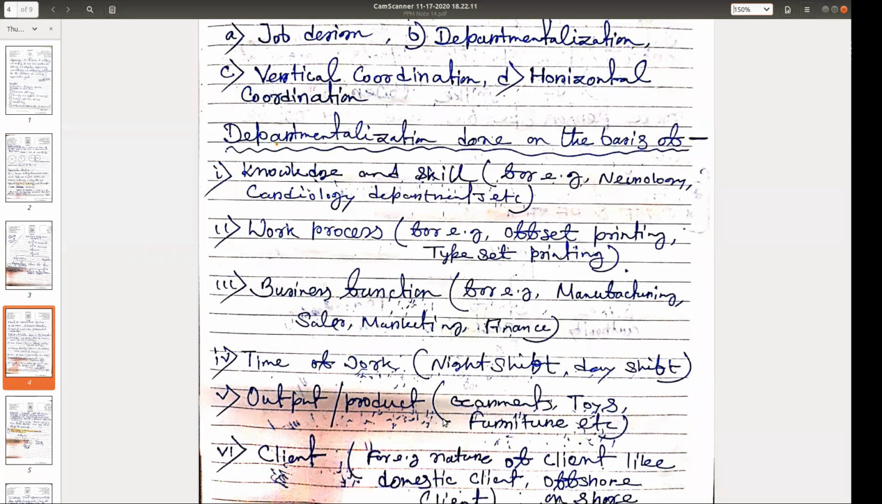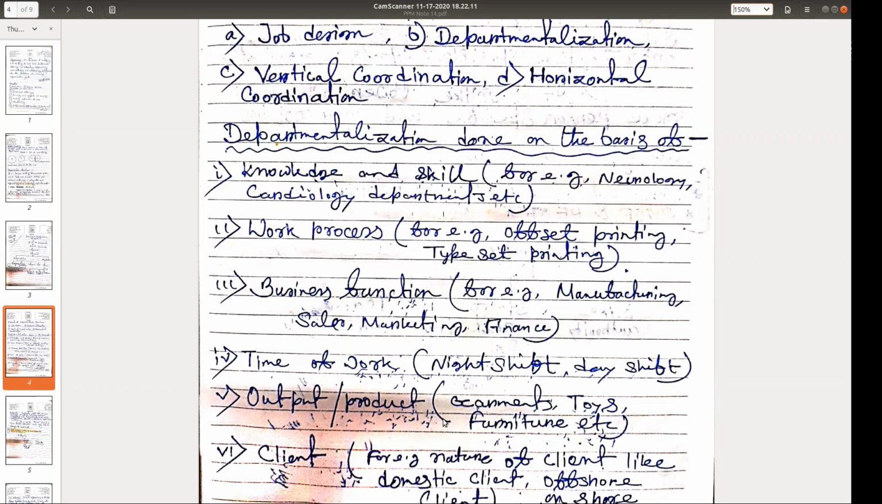Next may be business function. What is your business function? Like manufacturing is one business function. In the same organization, manufacturing is one department, sales is another department, marketing is another department, maybe finance is another department. So this is business function.